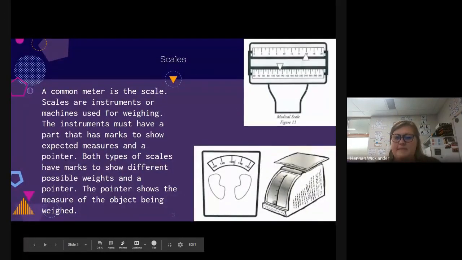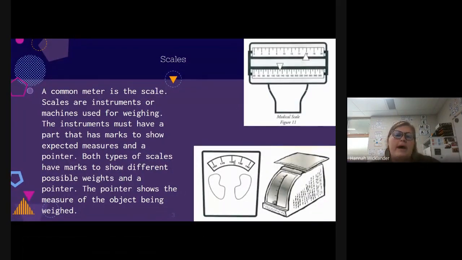Scales are a common meter. They're used for weighing. So you can use a scale to weigh yourself. You can use a scale to weigh your fruits. You can use a scale to weigh a cow. You can use a scale to weigh pretty much anything. So the instrument or the scale must have a part that marks to show expected measures and then a pointer to show you the measure.